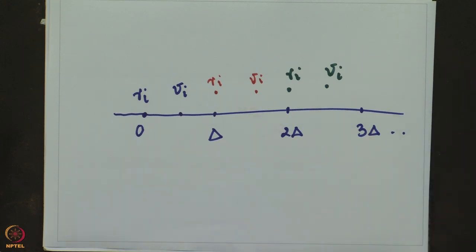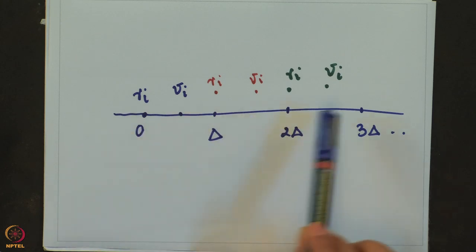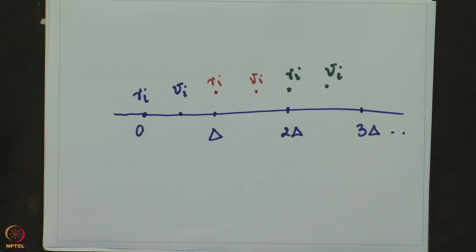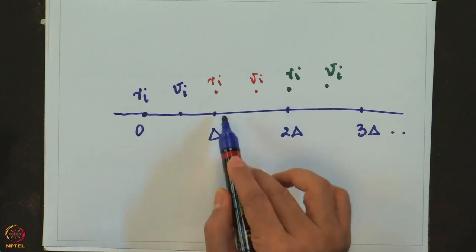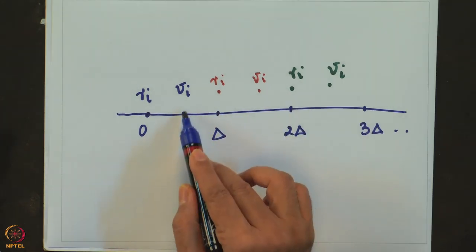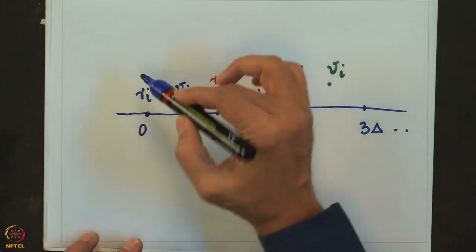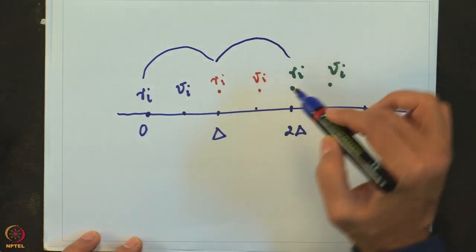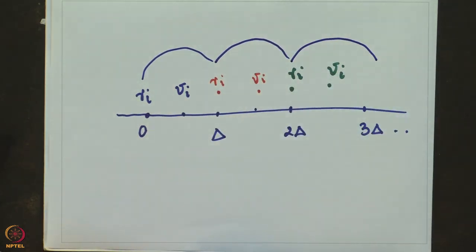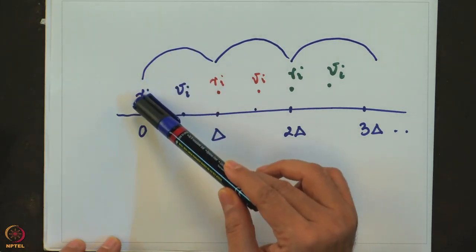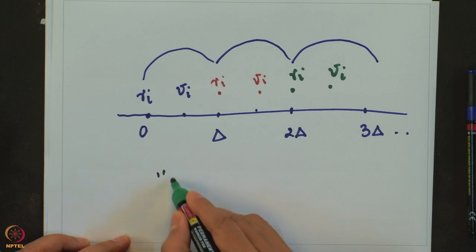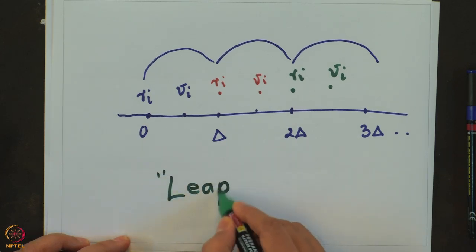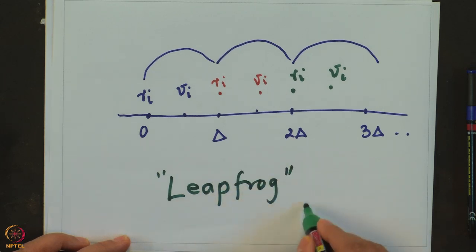So it is like the previous thing, but the r sub I and v sub I values are not at the same time instant. They are at these staggered time instants. In fact, what is going on is that the r sub I values are calculated at integral multiples of delta, and the v sub I values at odd multiples of delta by 2. These are the r sub I calculations, and these are the v sub I calculations. You can fancifully think of the r sub I values as jumping across the v sub I values, and in fact this method is also called the leapfrog method, or the midpoint method.